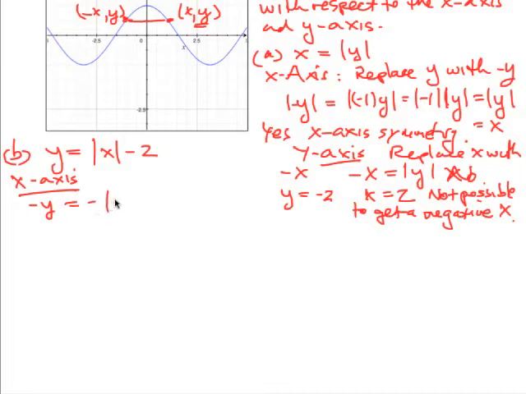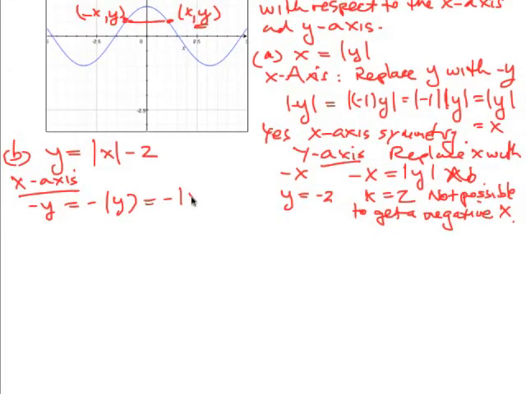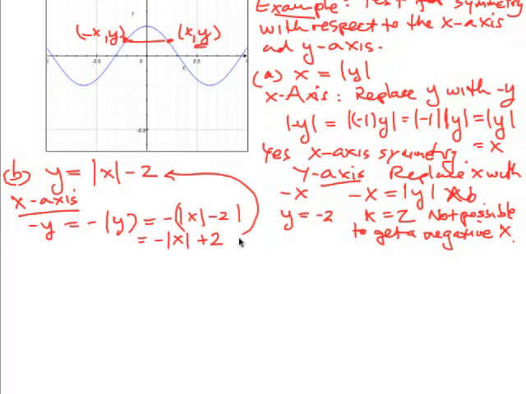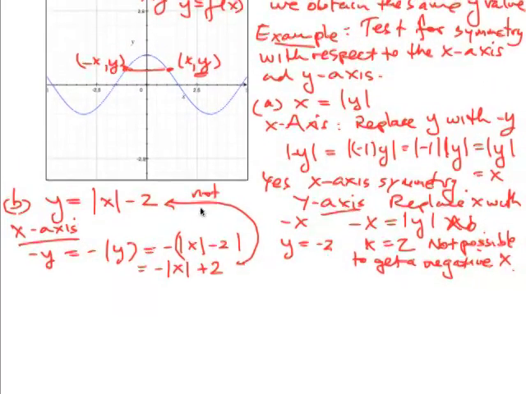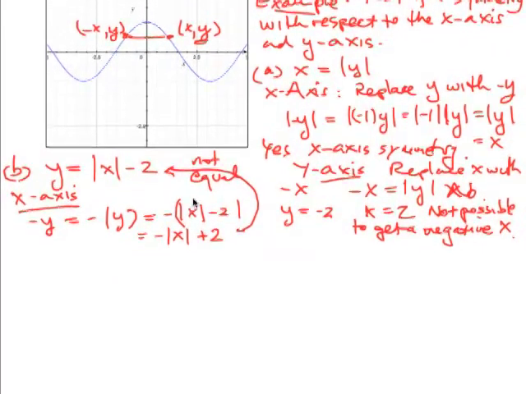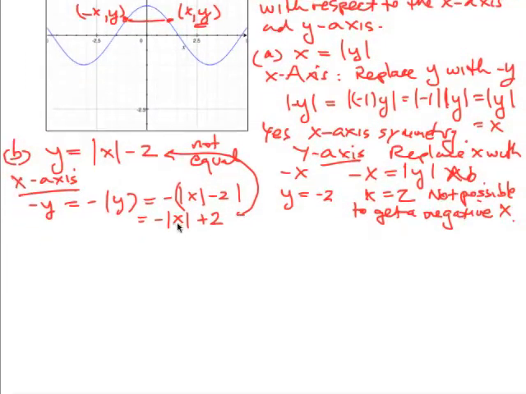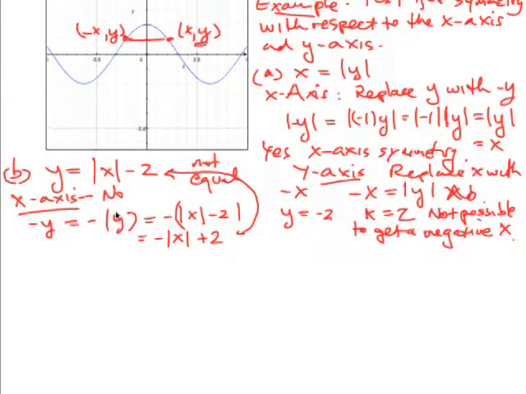The negative of y, but I know that y is the absolute value of x minus 2, so this would be the negative of the absolute value of x minus 2, which is not the negative of the absolute value of x plus 2. Now you can see that these two are not equal. To show that, all you have to do is put in, say, 1, and you get minus 1 for this one. If I put 1 in here, I'll get minus 1, and plus 2 is plus 1. So I get different answers. So there's a no for that one.